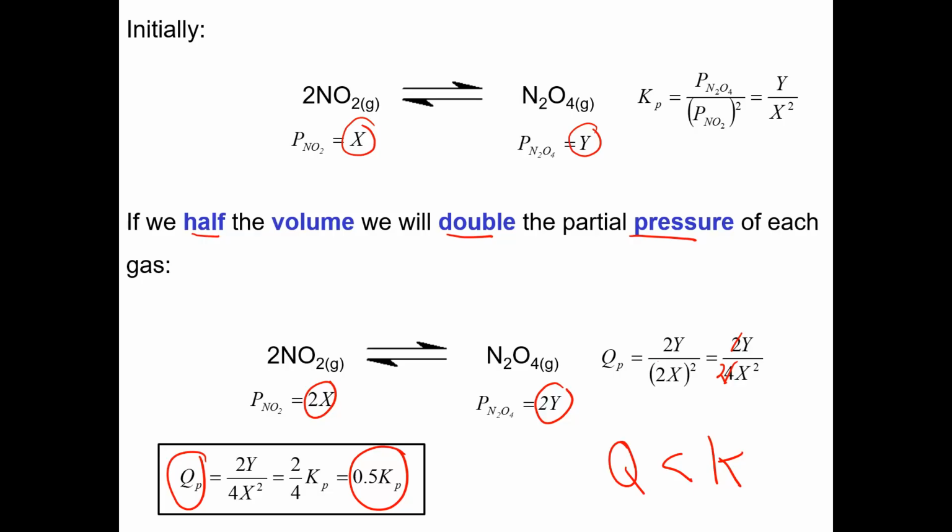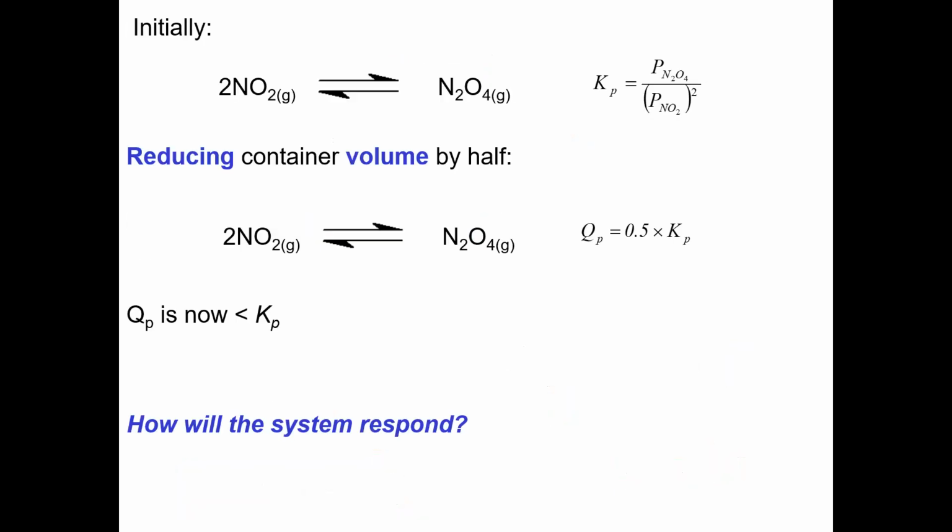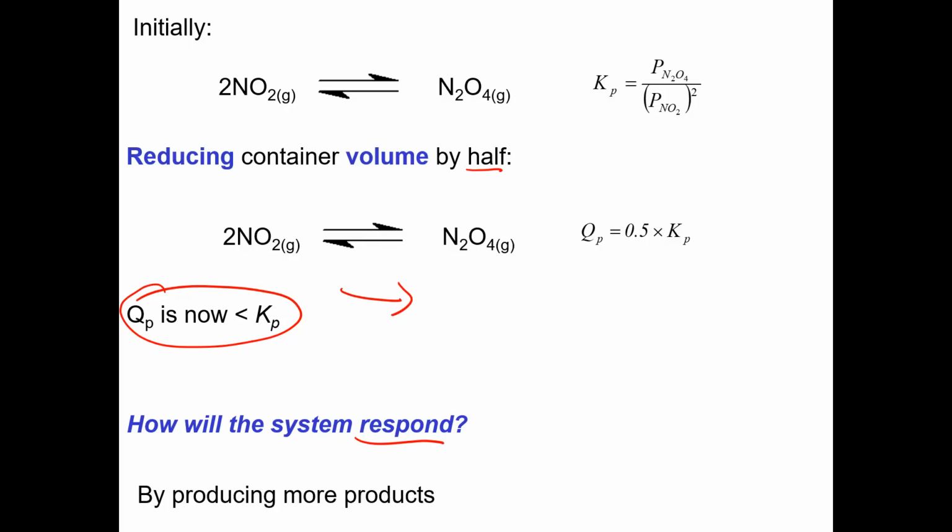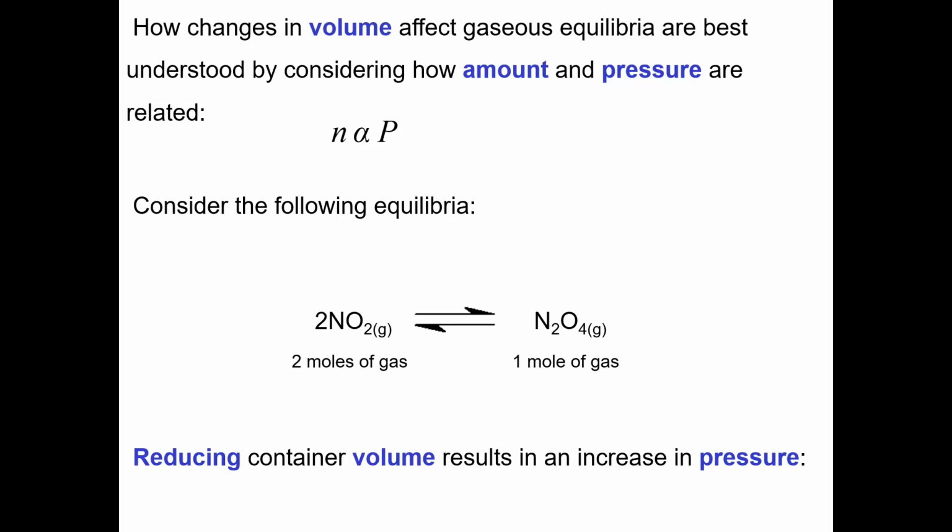So how is the system going to respond? Well, the system is going to shift to the right to make Q equal K once more. By reducing the container volume by half, we made Q less than K, so the system will respond by shifting to the right so that Q once more equals K. So that was a very complicated example.